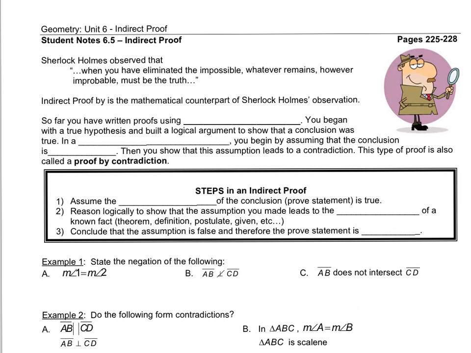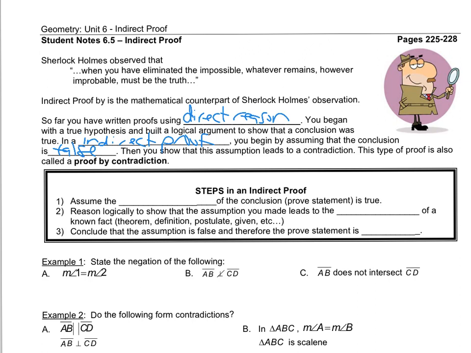So far, you have written proofs using direct reasoning. You begin with a true hypothesis and build a logical argument to show that a conclusion was true. In an indirect proof, you begin by assuming that the conclusion is false. Then you show that the assumption leads to a contradiction. This type of proof is also known as proof by contradiction.